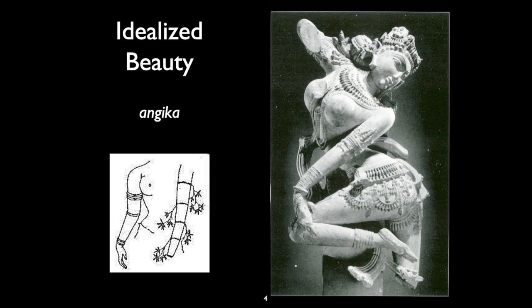And so arms are not meant to be like human arms. They're meant to be perfect arms with a kind of tapering of a lotus root. You can see the example over here on the lower left. And we refer to this sort of idealized perfect bodies and their gestures as angika. And this is the center expressive quality of the statue.